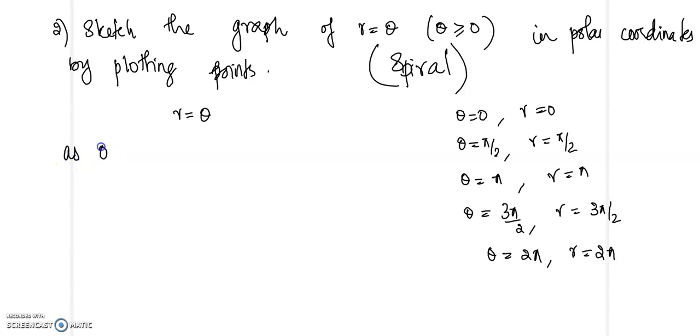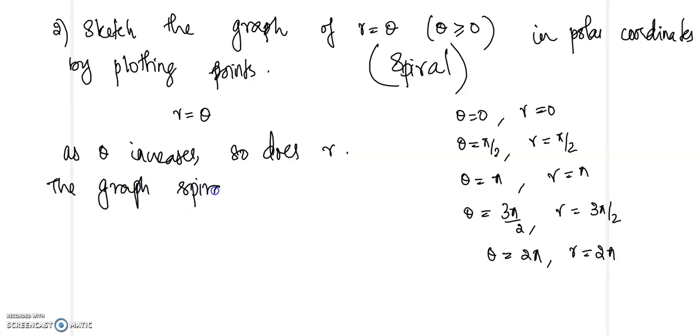So these are a few points. As theta increases, so does r. The graph spirals out from the point as theta increases.